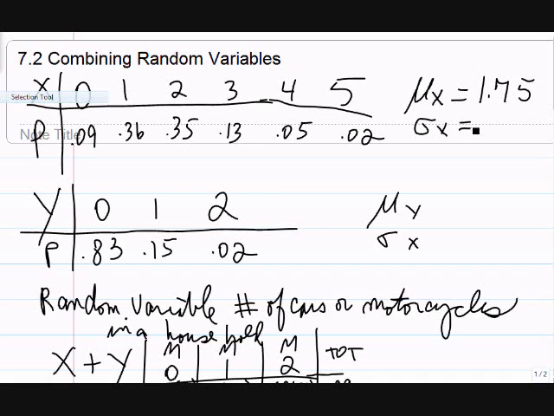1.75. Oops, that's a Y there, not an X. There we go. Mean for the motorcycles, I got something different. 0.19. So for the standard deviations, I would just use your calculator, put them into lists.